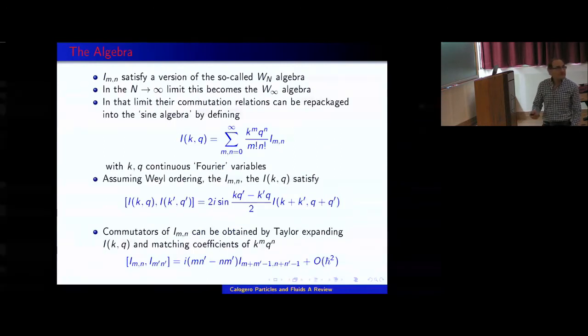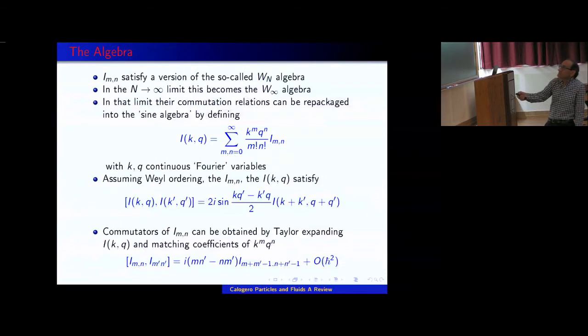This algebra, of course, many of you would have already recognized. If you parameterize these quantities appropriately, this is like pretending that these are part of an exponential, so you do this summation here with these momenta trying to exponentiate it. So instead of I_mn, you define this I of these continuous variables k and q, that would be like momenta. The commutator, quantum mechanical commutator, not Poisson bracket, of those quantities I is the famous sine algebra.